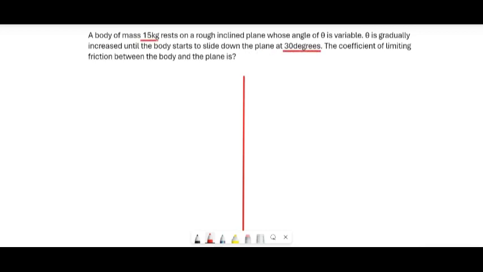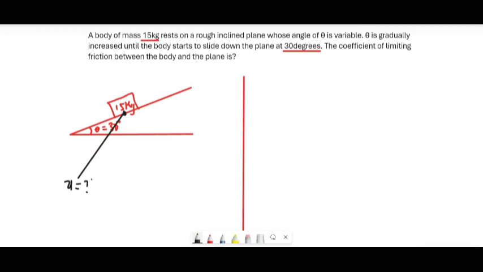So the mass is 15 kg, and our angle was first theta. I have this: the body is resting on a rough inclined plane. So this is my inclined plane, and the body is resting here. I have 15 kg. The angle was first theta, then increased to 30 degrees, right? I'm asked to find the coefficient of friction. The coefficient of friction is around this junction because it is found between the body and the surface, right?